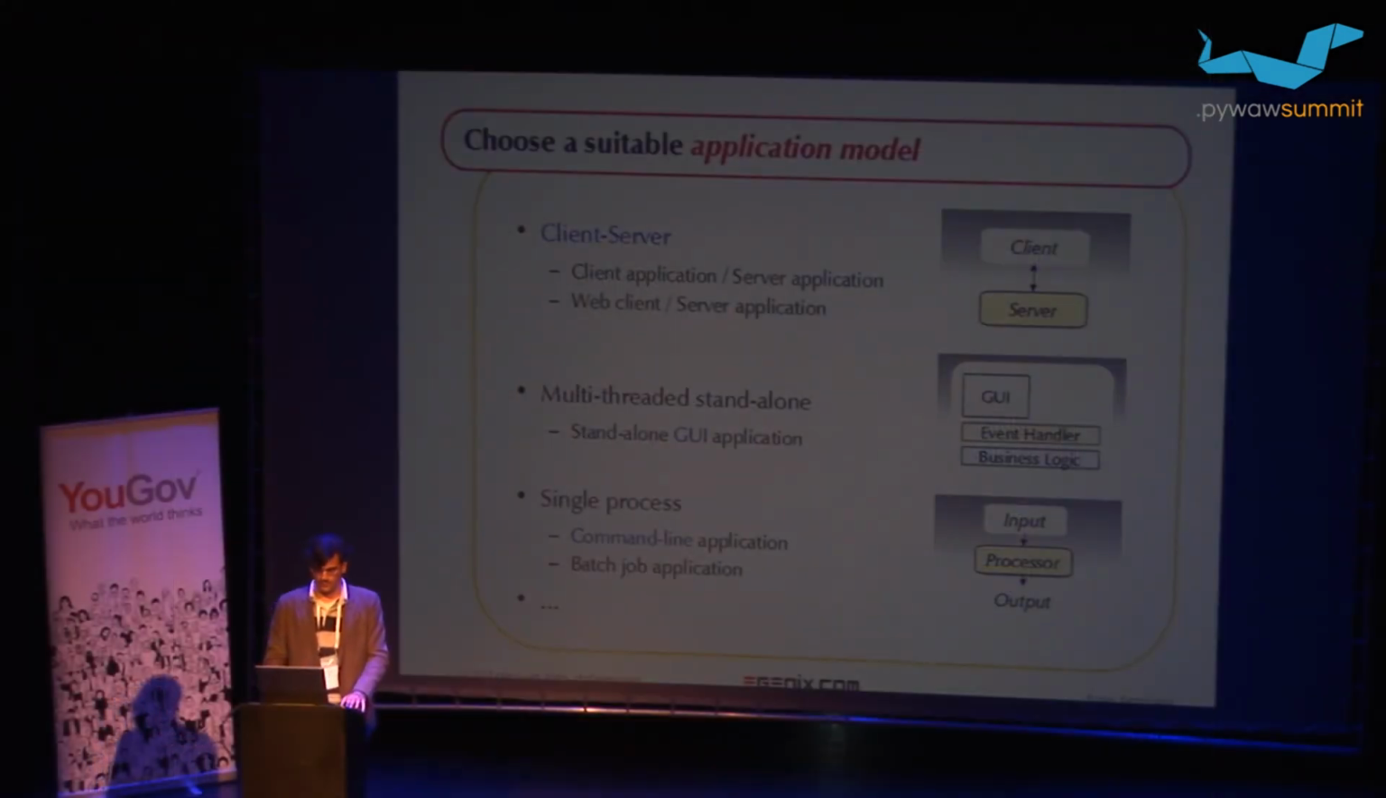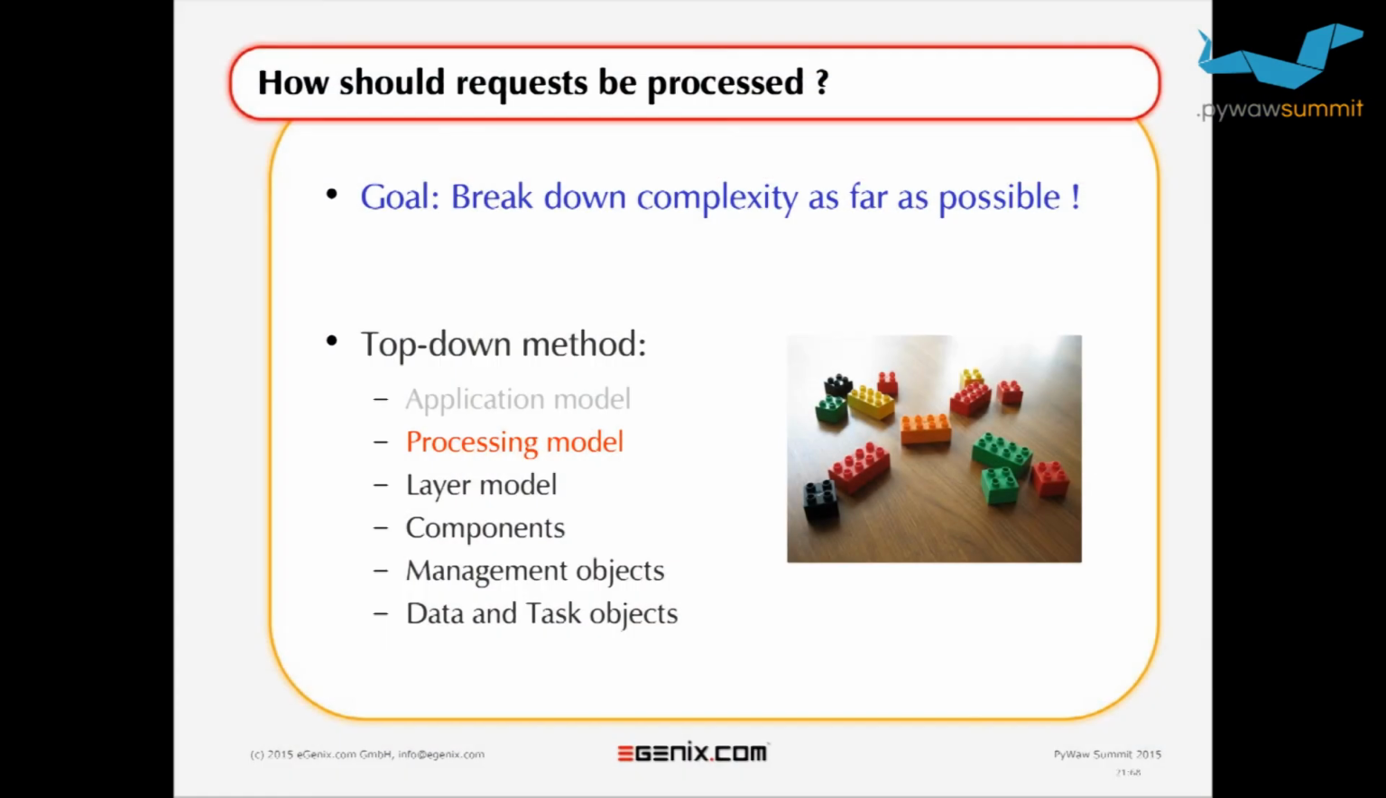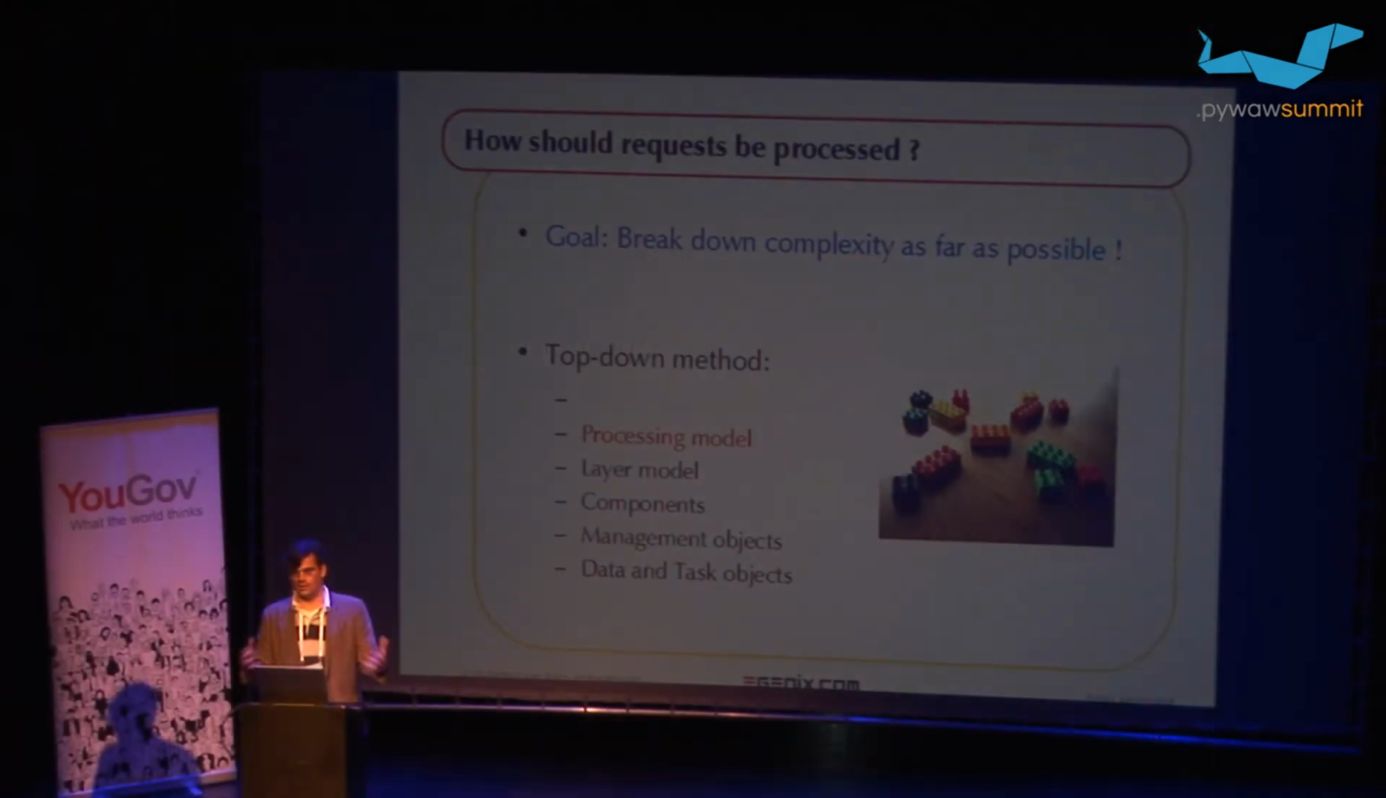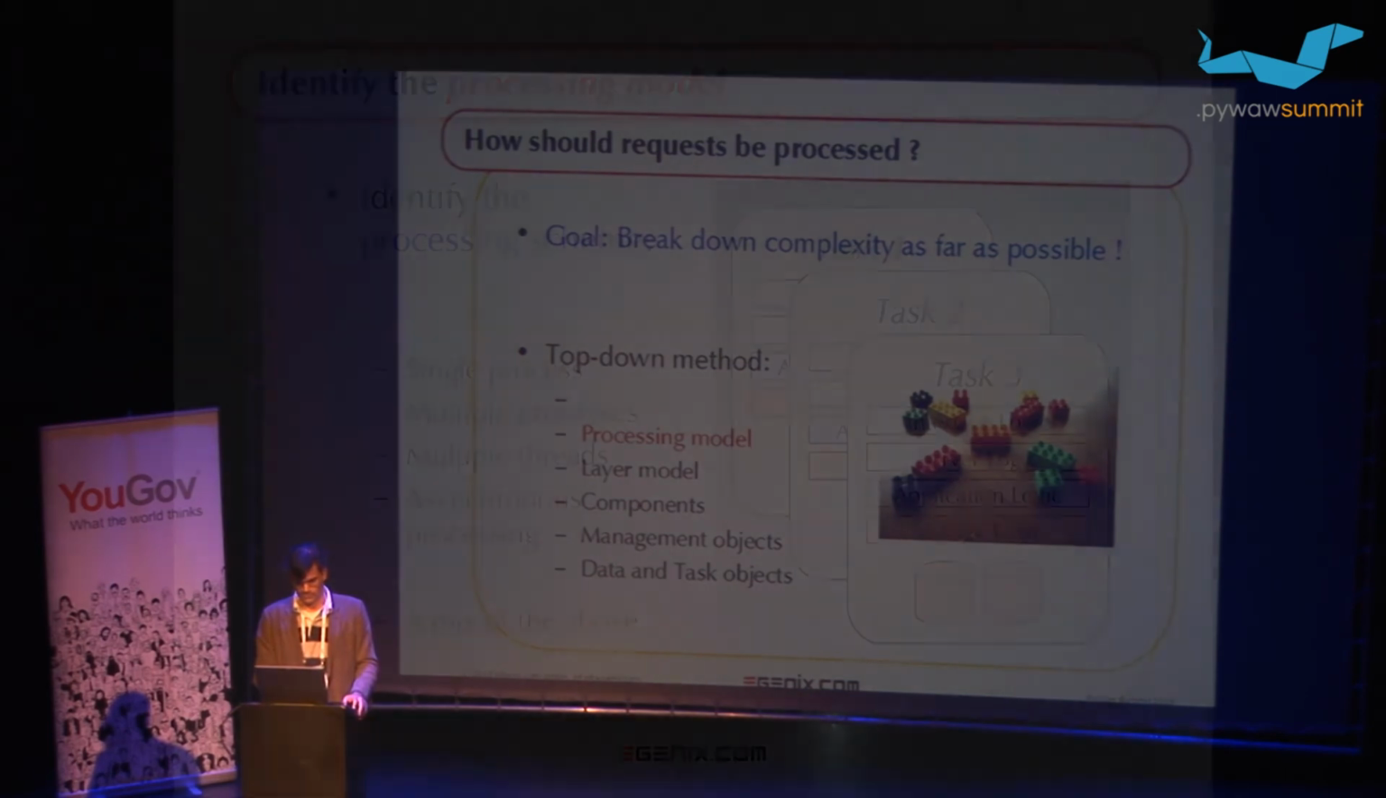Right. So what's an application model? Well, it's basically the choice of where you want to have things happen in your application. You have the client-server model, which is very common. You can have a multi-threaded standalone application. You can have a single process, like a piping kind of application, where you just put in things on one side, process them, and then output them on the other side. There are various other models. I'm not going to go into detail there. The most common one that web people usually have to deal with is the client-server one. So that's probably what you're going to use.